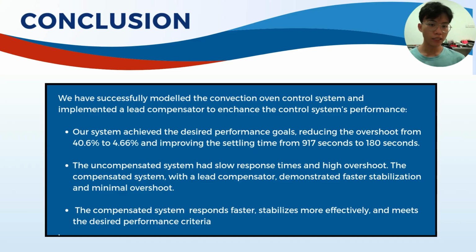In conclusion, we have successfully modeled and improved the convection oven control system. Initially, the uncompensated system has a settling time of 917 seconds and overshoot of 14.6%, which are far from the acceptable value. With the lead compensator, we reduced the overshoot to 4.6% and improved the settling time to 180 seconds, meeting all the performance goals.